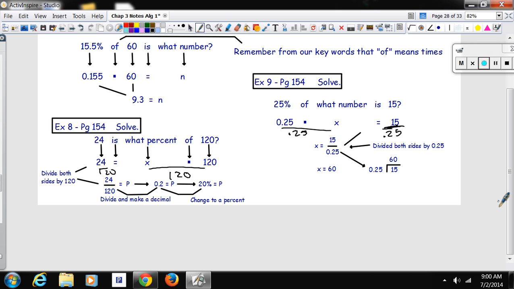And the last 4 are for us to try, just to see if we can apply what we just got here and be able to solve those 4 problems.